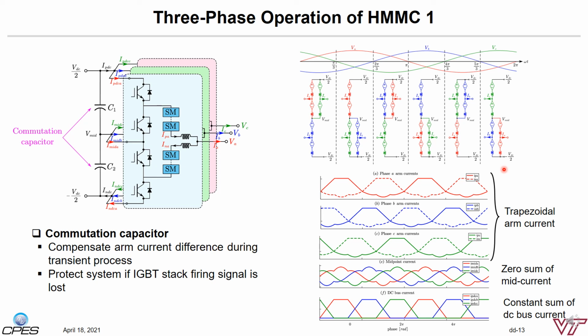In our study, a trapezoidal arm current is proposed for smooth transition and zero total neutral point current, and also the constant total DC current. As shown in the simulation result, the sum of the neutral point current can be controlled at zero all the time, and the sum of the DC side bus current can be controlled as a constant DC value.